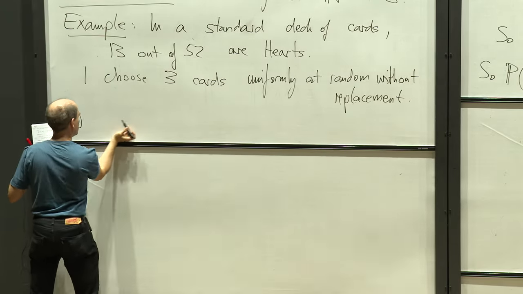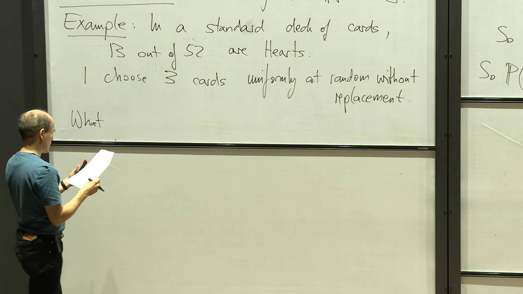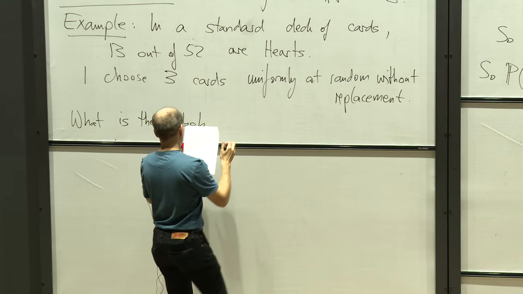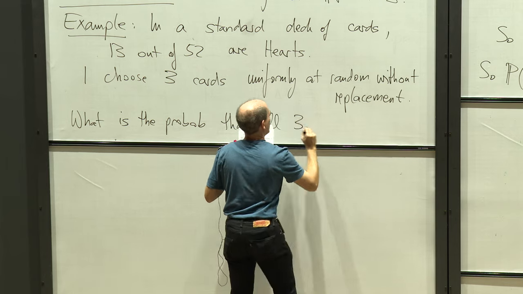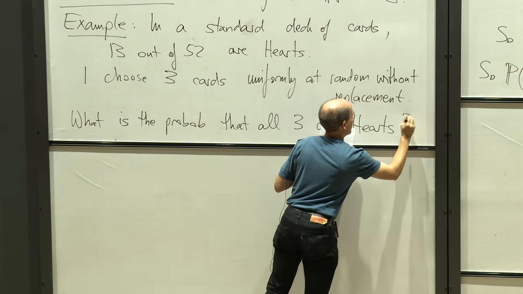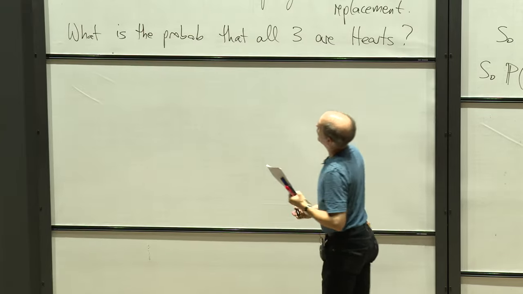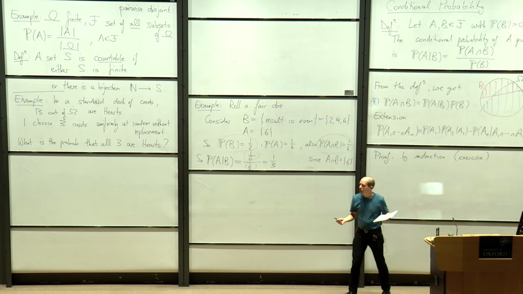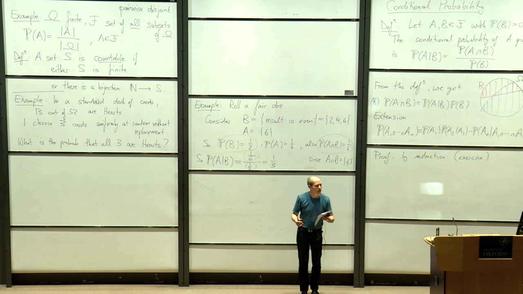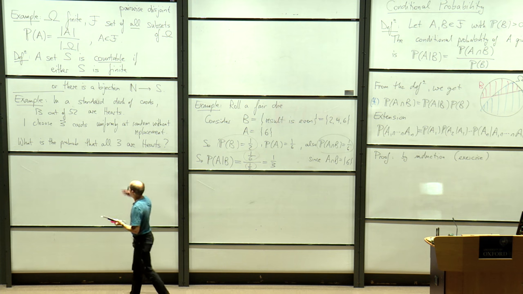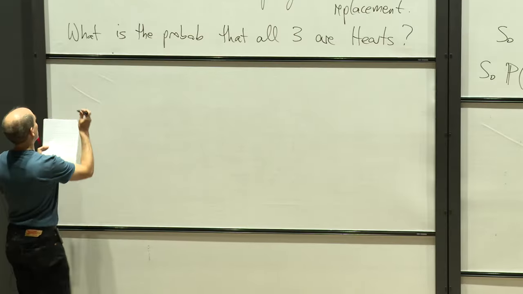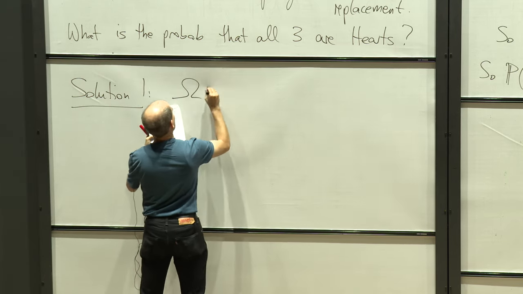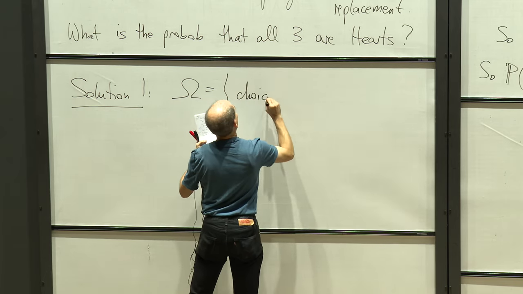Okay, so what am I interested in from three cards? If I'm interested in the number of hearts that I get, I can ask, what is the probability that all of them are hearts? Well, in some way, every set of three cards that I might end up with is equally likely. So if I have 52 distinguishable cards, we can take the methods from our lecture one about equally likely things and do a calculation based on that. Then the solution, let's call it solution one: omega is my set of choices of three cards.